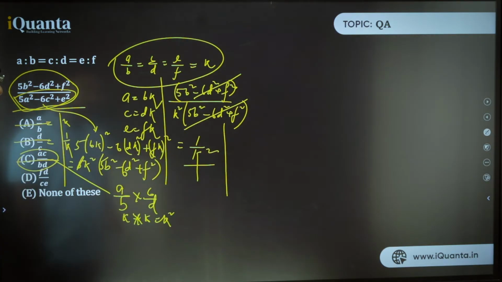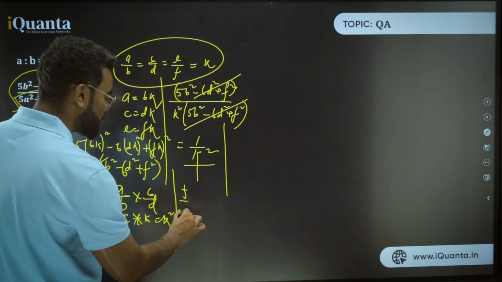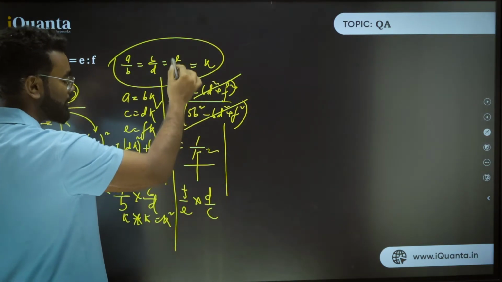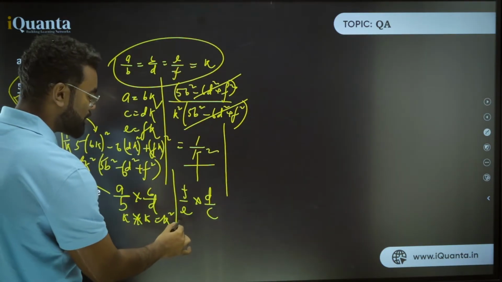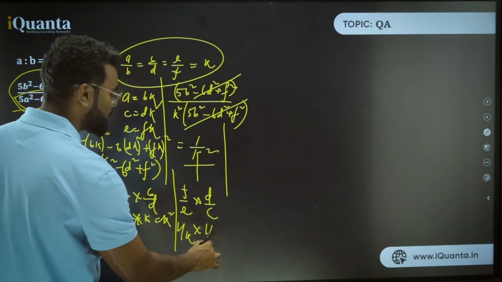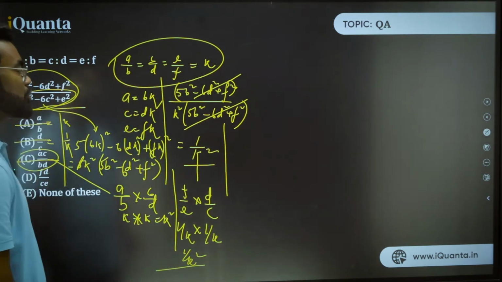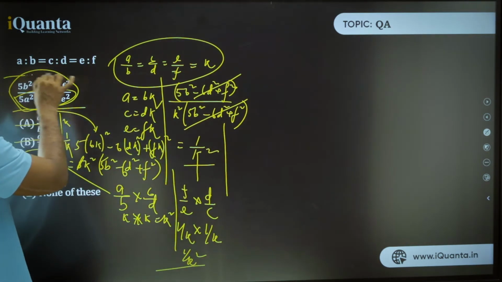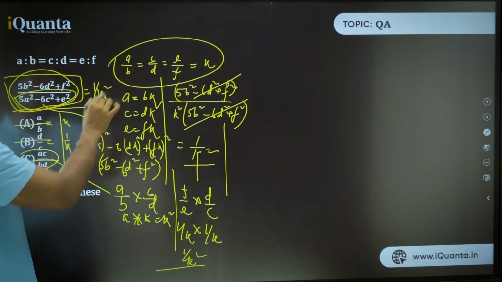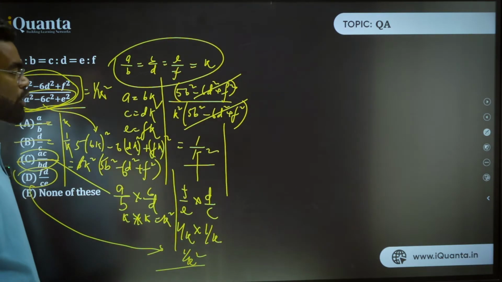So check D. FD upon C. I can write F upon E into D upon C. If E upon F is K, what is F upon E? That is the inverse, so it will become 1 upon K. If C upon D is K, what is D upon C? Again 1 upon K. So your answer is 1 upon K square. The value of this expression is also 1 upon k square. So hence your answer is option D.